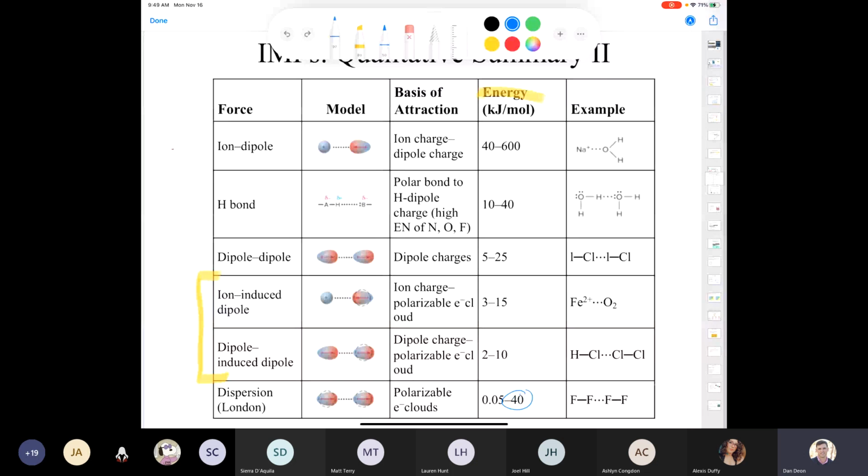So that's another summary. It just gives you a little bit more insight on some other interactions you could have, namely the ion-induced dipole. I've shown one here between the iron 2+ ion and oxygen, so that's found in hemoglobin. And then the dipole-induced dipole: there's a dipole in HCl, but there's no dipole in chlorine. And we went over that in some detail.